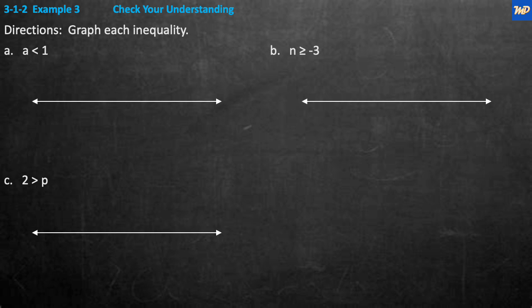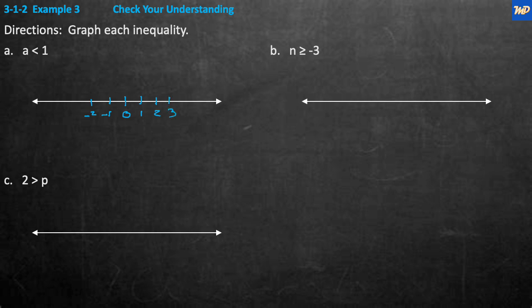So let's give them a shot. Problem A says graph each inequality: a is less than 1. So what am I going to do? I'm going to write down 0, 1, because that's the key here. 2, -1, -2. How's that? Okay, we got a few of them. We could do the 3. It doesn't really matter. 3.